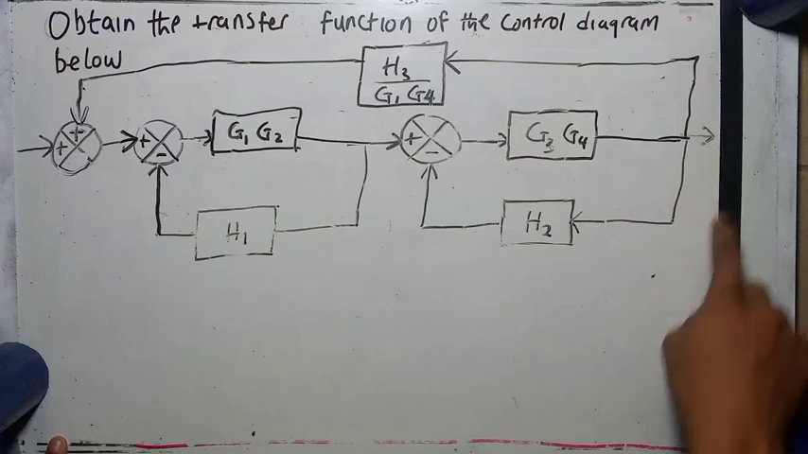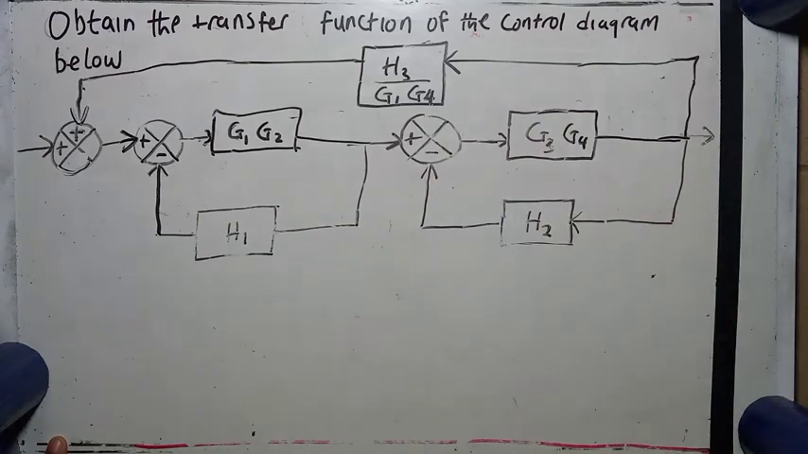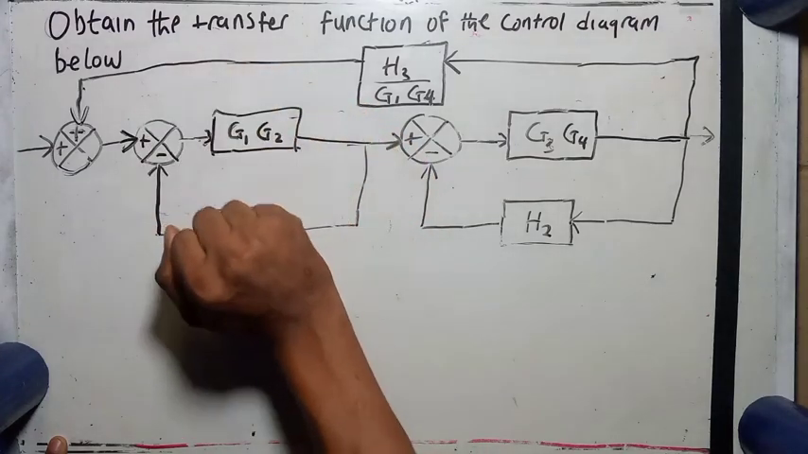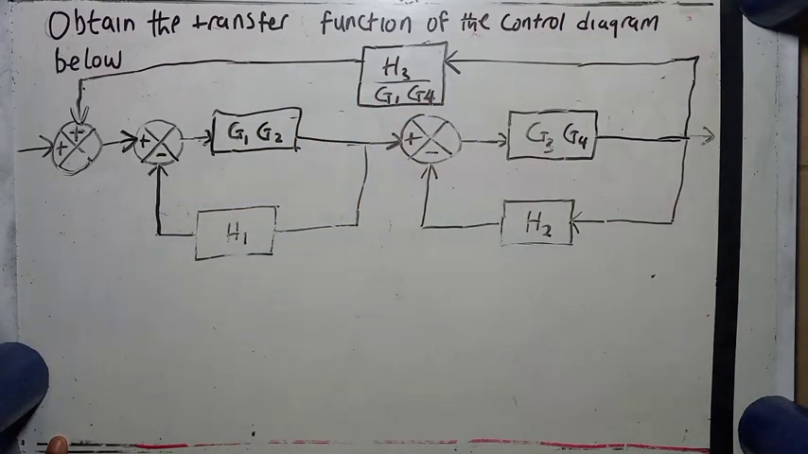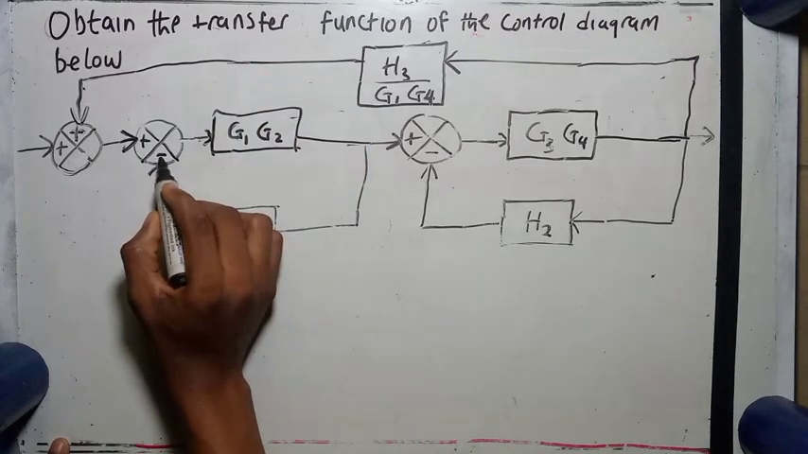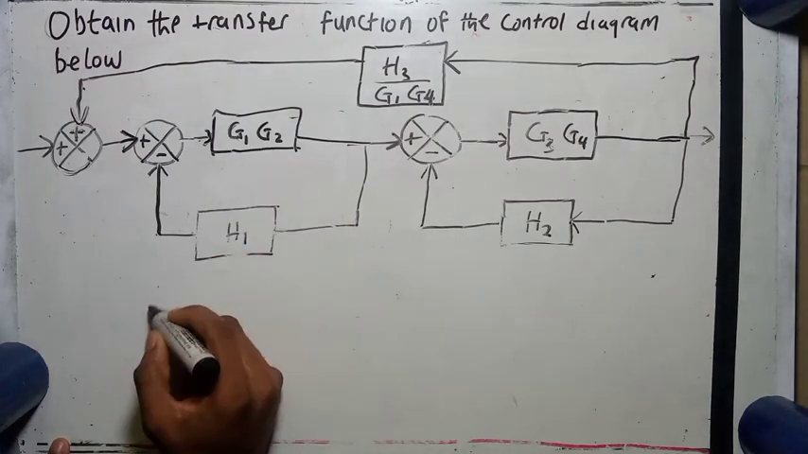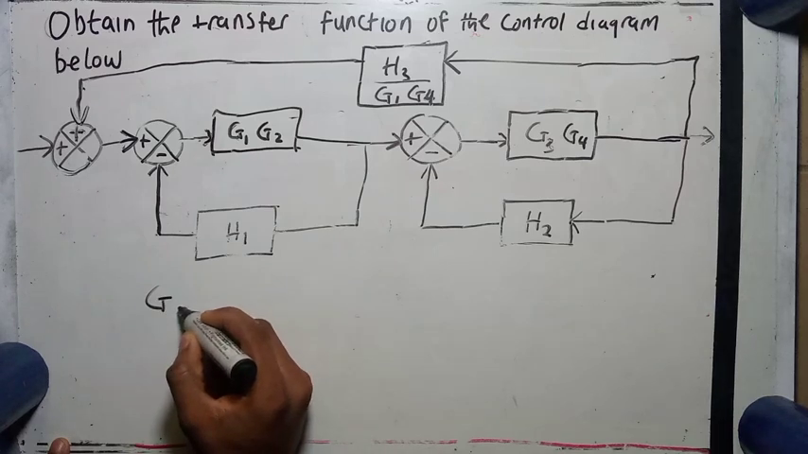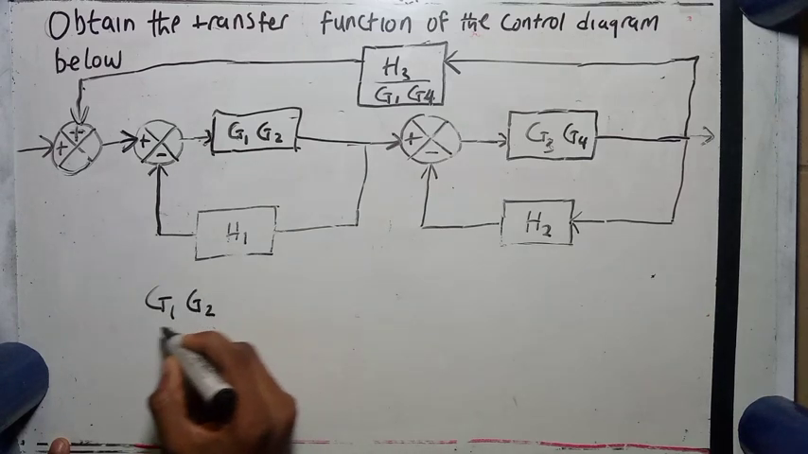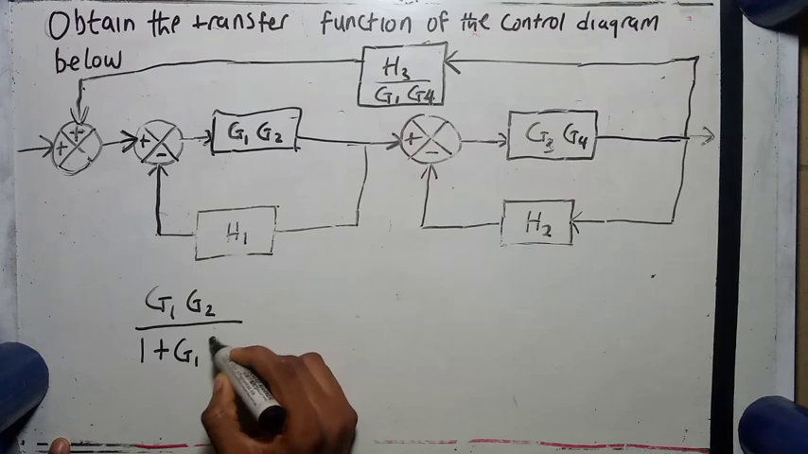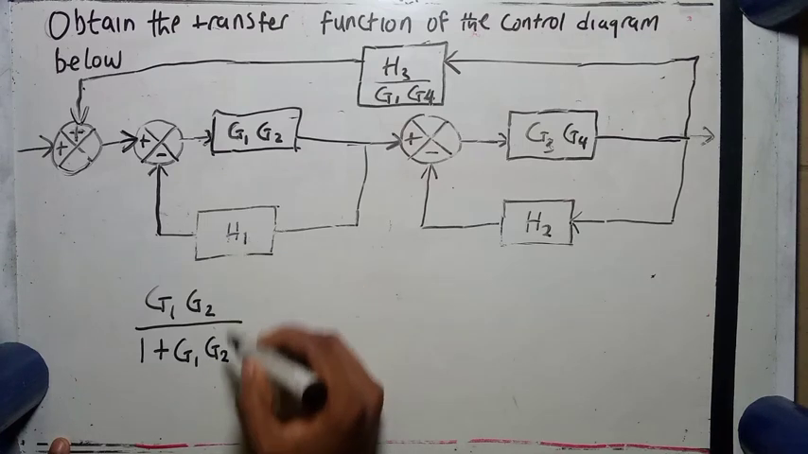So as you can see now, we have our feedback loop. So we can now use our feedback loop formula to compress this into just a single transfer function. When we do that for this, since here is minus, our denominator is going to have plus. So for this one, it's going to be G1 G2 over 1, since here is minus, it's going to be plus G1 G2, and then our H.